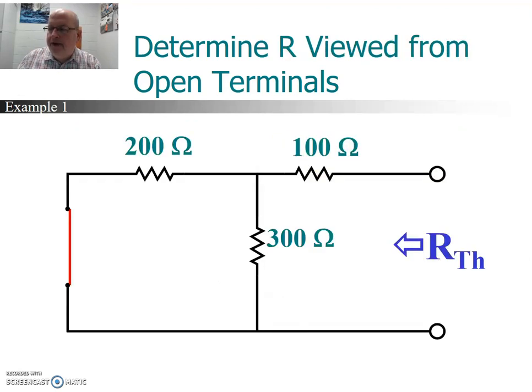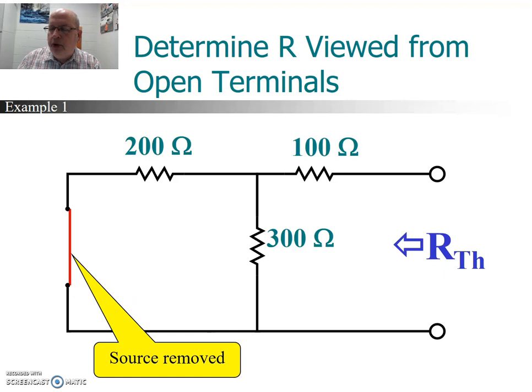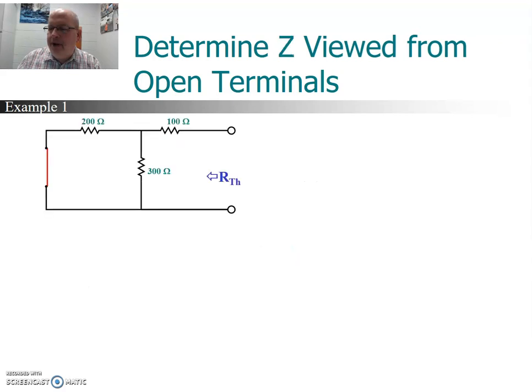The next step is to find the Thevenin resistance. In order to find Thevenin resistance, remember we have to remove the sources. In this case, it was a voltage source, so replace it with a short. Had it been a current source, we'd replace it with an open. So our source is now removed, and we look in from the load terminals. What is that resistance? Well, we have the 100 ohm in series, and then we have a 200 and 300 in parallel. So write that out. We have 100 plus 200 parallel 300.